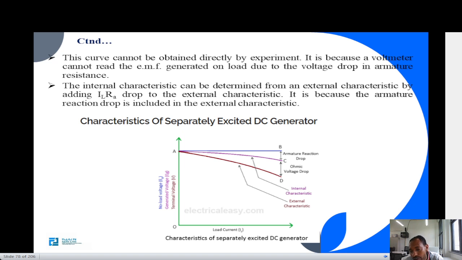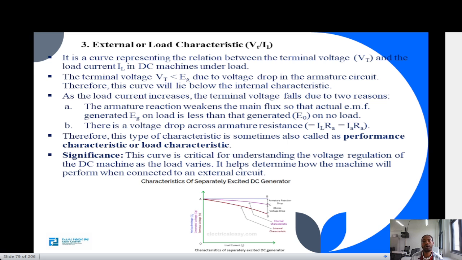Have you understood? Now, just to repeat this point, internal characteristics can be known in two ways. One, by knowing the open circuit characteristics: if we subtract the armature reaction drop from the open circuit characteristics, we can get the internal characteristics. Second, if we know the external characteristics, adding the ohmic voltage drop, IaRa, will give you internal characteristics. That is the thing I want to say here.